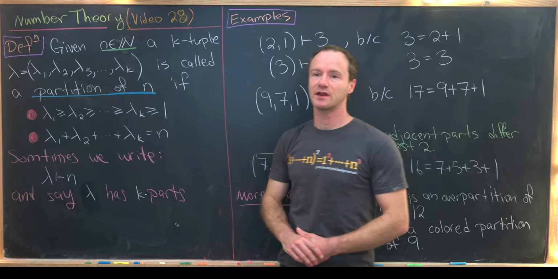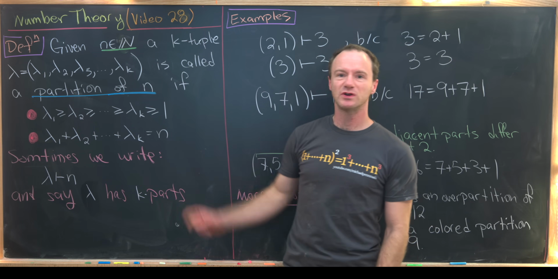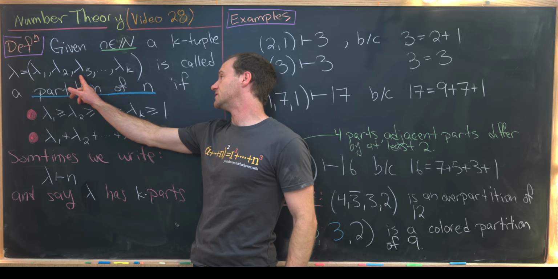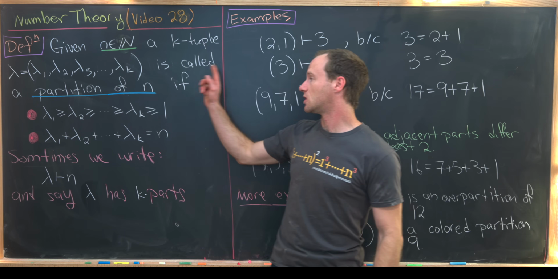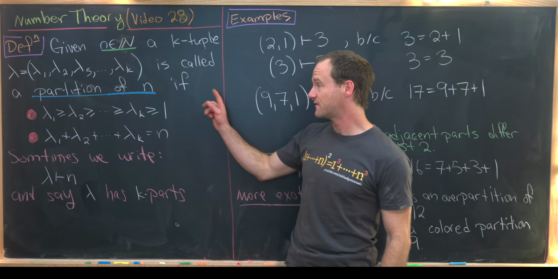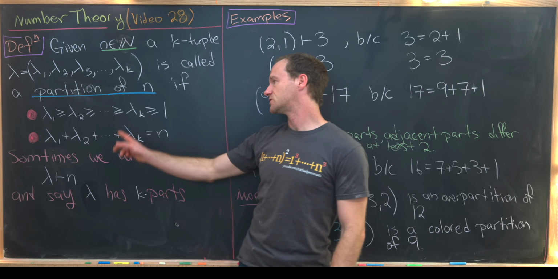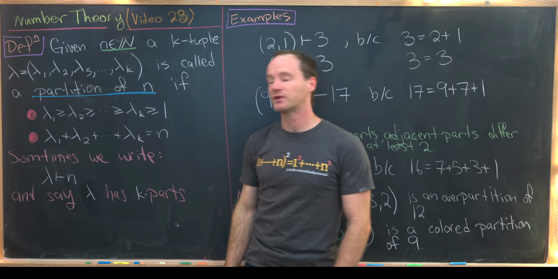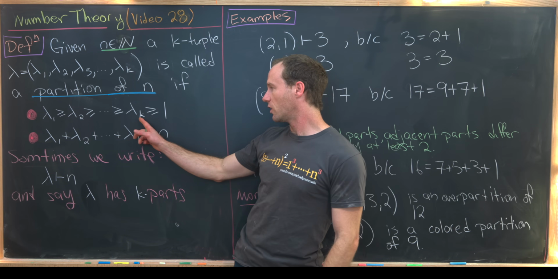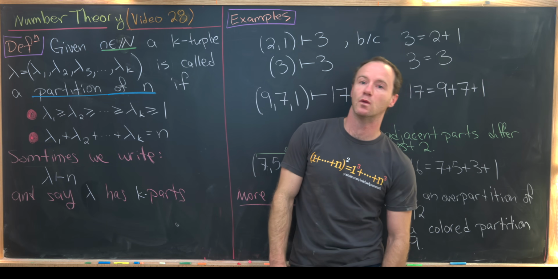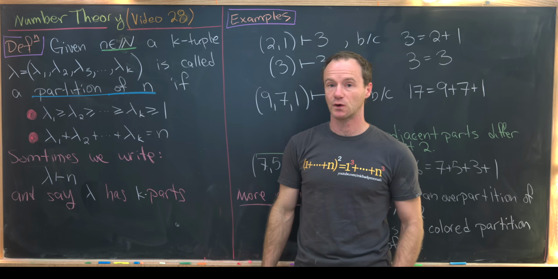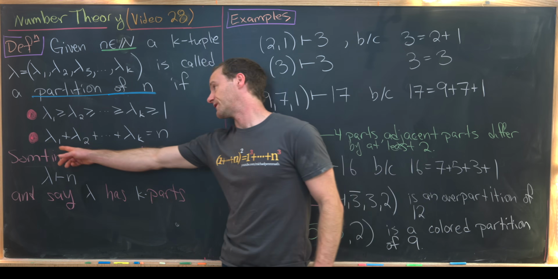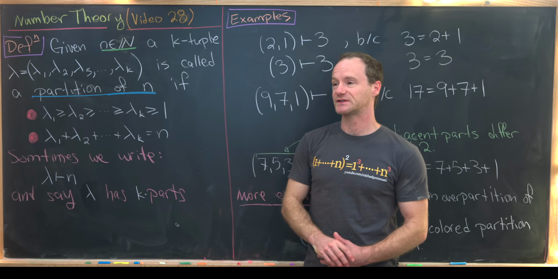So given a natural number n, a k-tuple, which is generally called lambda or mu or something like that, generally a Greek letter, lambda 1, lambda 2, lambda 3, up to lambda k, is called a partition of n if these two things are satisfied. So this is a non-increasing sequence. So we've got lambda 1 is bigger than or equal to lambda 2, which is bigger than or equal to lambda 3, all the way down to lambda k, which is bigger than or equal to 1. So we're not allowing negative parts or 0 as a part. And then the sum of all of these is equal to n. So we've got lambda 1 plus lambda 2 up to lambda k equals n.